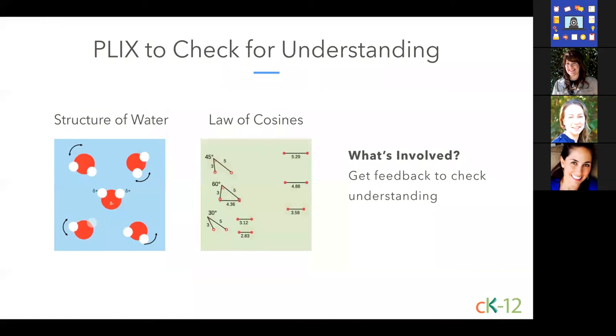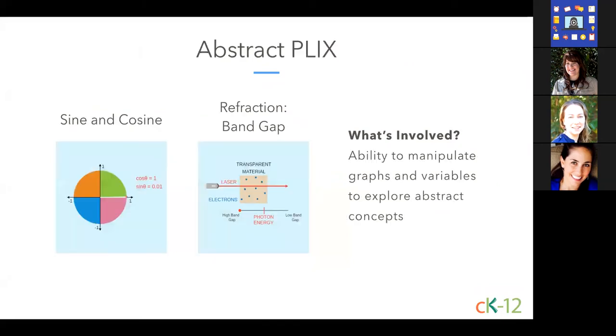So in some PLIX, like these, students can get feedback to check their understanding of a concept. The structure of water PLIX allows students to rotate water molecules to form hydrogen bonds. In the law of cosines PLIX, students find the missing side lengths of triangles using law of cosines. These PLIX could be used as a review of a concept so students can see how well they understand a concept before an assessment. In many PLIX, students can manipulate graphs, diagrams, or variables.